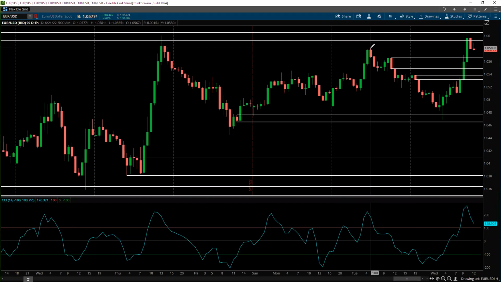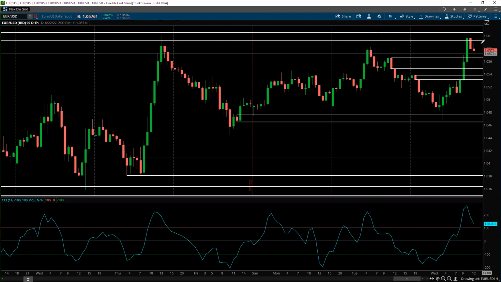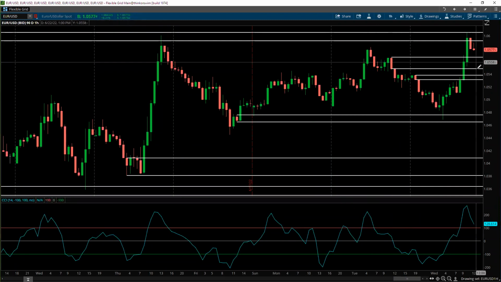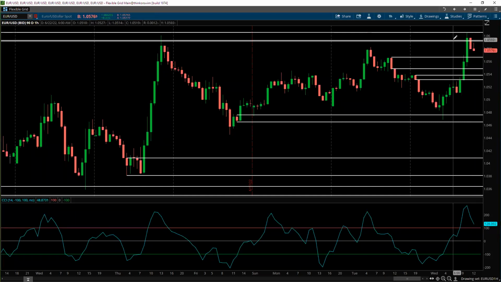Now, if we stop here, which is 2 levels back, there's 1, there's 2. This is probably where we go to. And if we turn around here, we've got a chance of breaking it. Otherwise, we continue to go back down to the next level. That's how the market moves between levels of supply and demand. You just need to know how to recognize where those levels are.